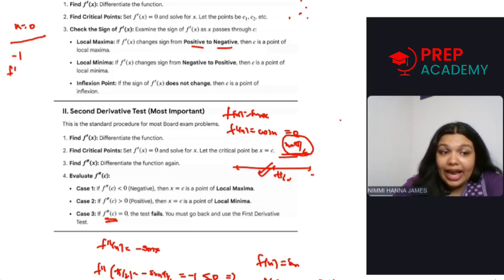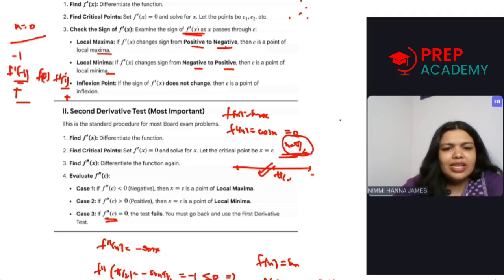We calculate f dash, not f. We are checking the sign of f dash of x. So we calculate f dash of -1, then f dash of 0, and then f dash of +1 or something to the right. If this is positive and this is negative, that means it changed from positive to negative. If this is negative and this is positive, it changed from negative to positive. So it is local maxima and minima accordingly. If there is no change, both are positive or both are negative, then the point is a point of inflection. Okay, so that's it.